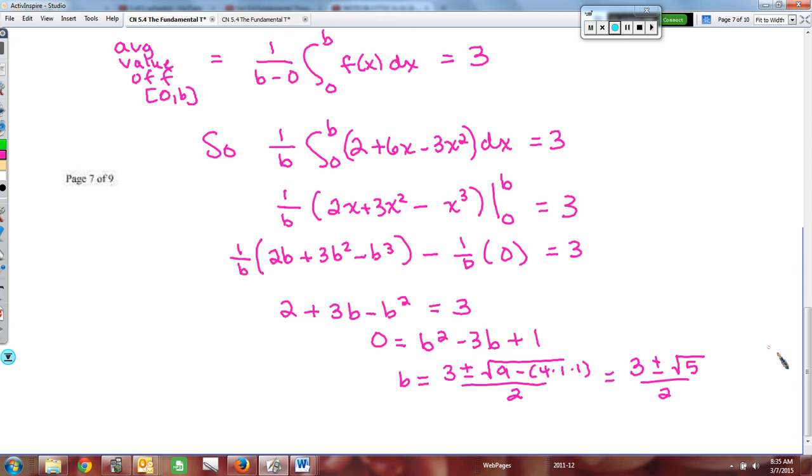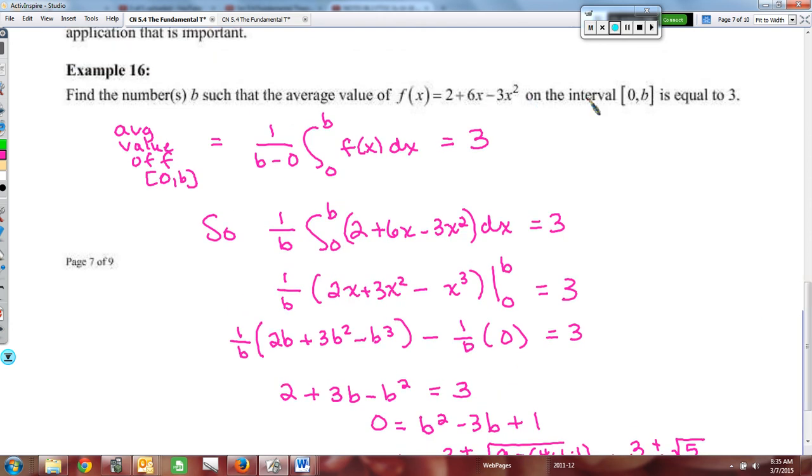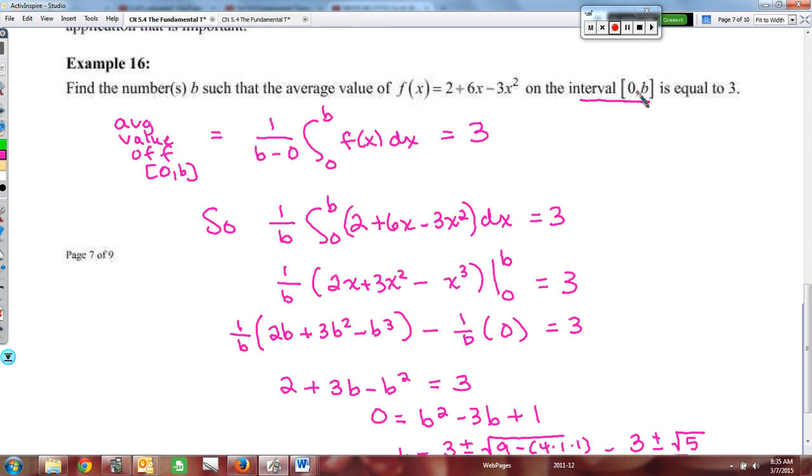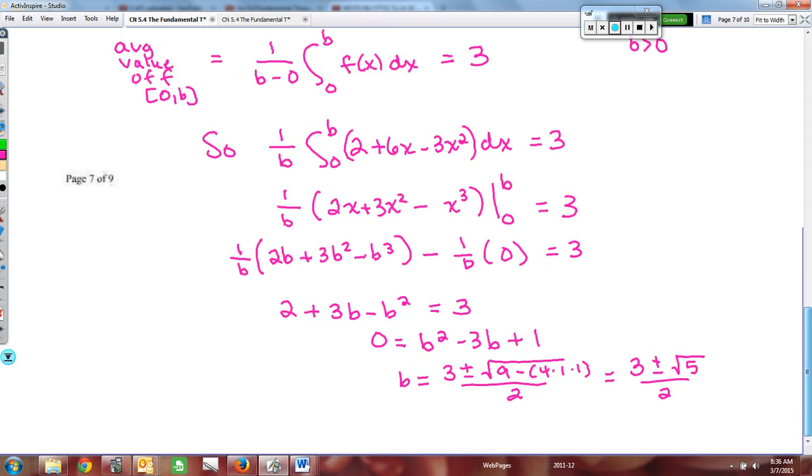But remember, the b value that we're looking for, if I come back up here, we're looking for the number b on the interval 0 to b, so that you get the average value equal to 3. When you look at this, does it really matter? I guess technically we're assuming that b is greater than 0 here, because we're going 0 to this value. So when we take a look down here, I would choose that the b value is going to be 3 plus square root of 5 over 2, which would make the most sense in this problem.